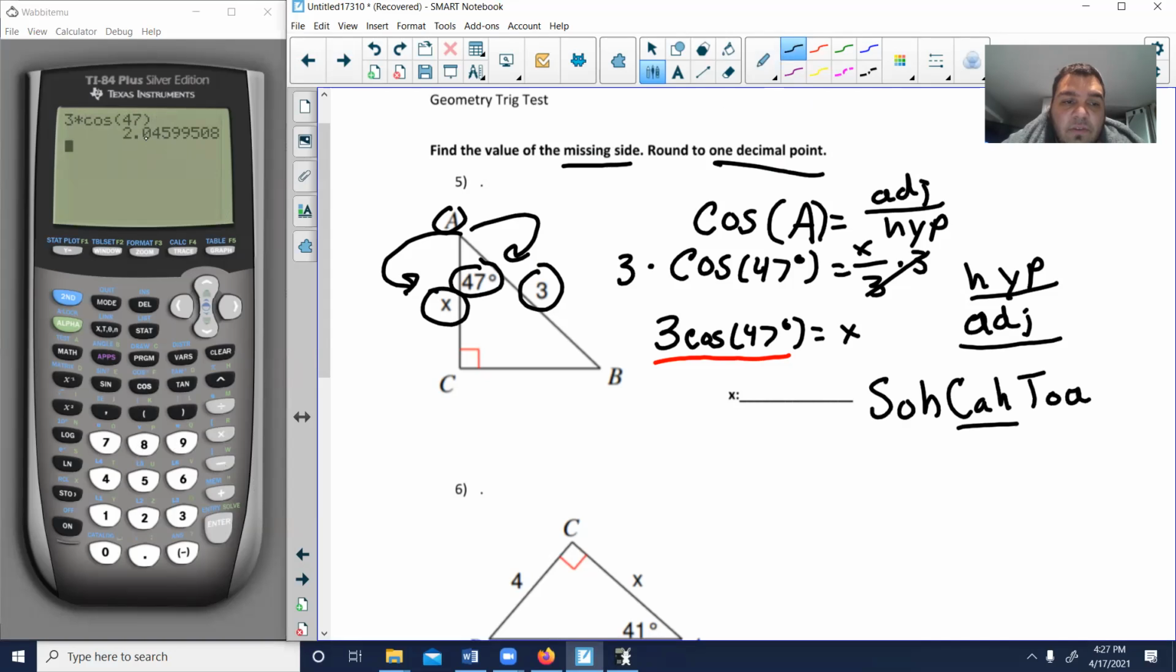Okay, so we got 2.0459958, but I said just round to 1 decimal point. So 2.0. The 4 doesn't round it up, so 2.0 is your answer. So what is the process? Look at what you have. I have an adjacent and a hypotenuse. Use SOHCAHTOA to decide which trig function you need to use, and then solve algebraically so X is by itself, and then do the math.